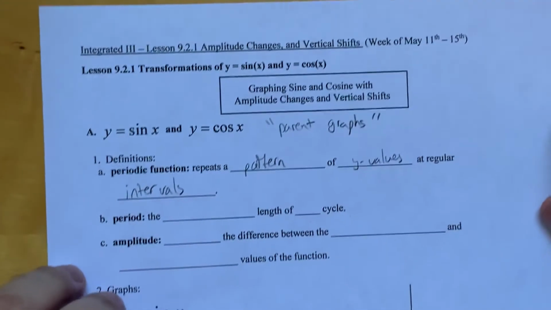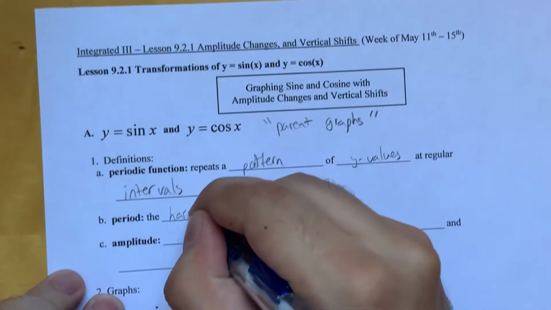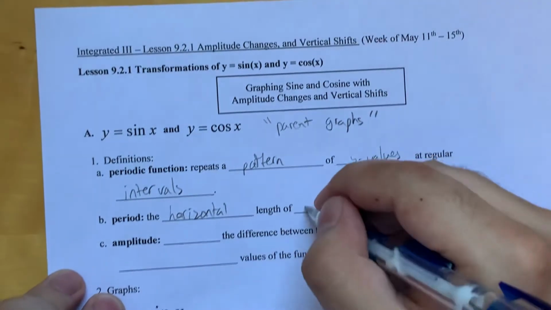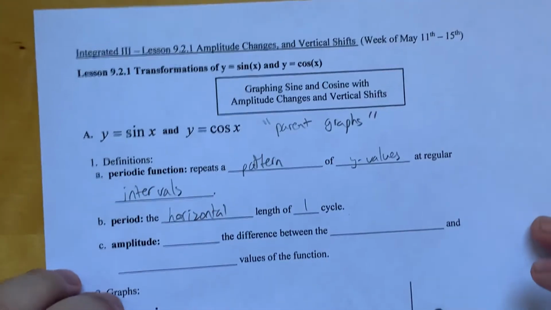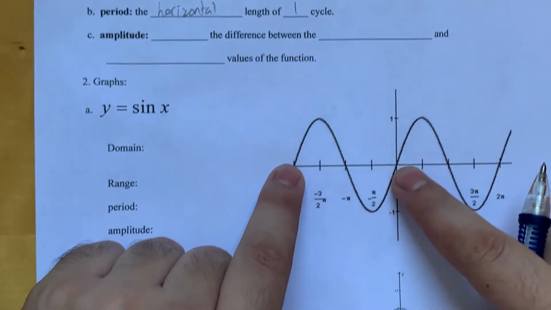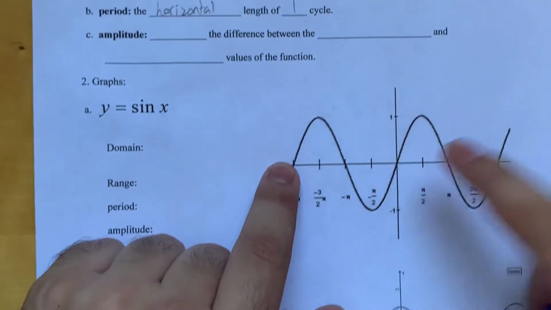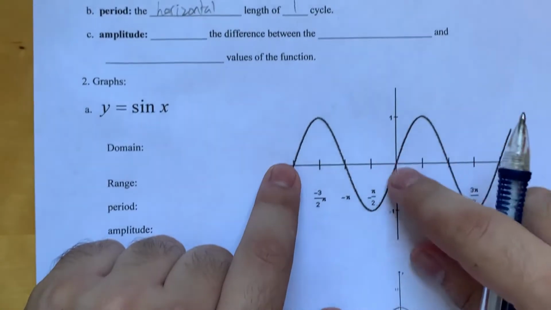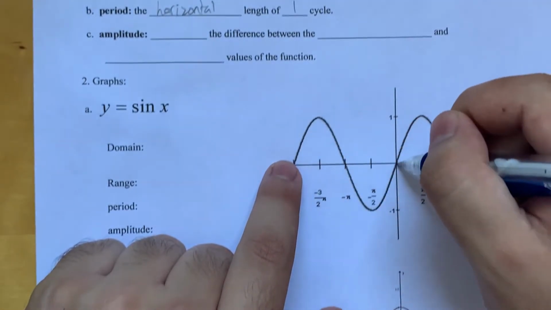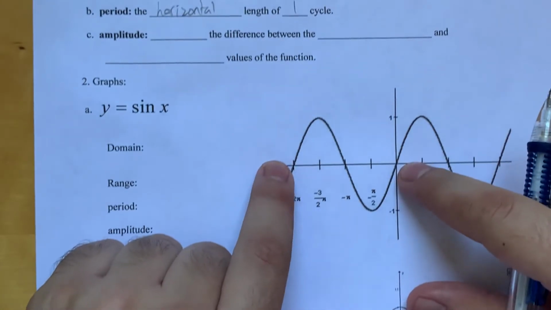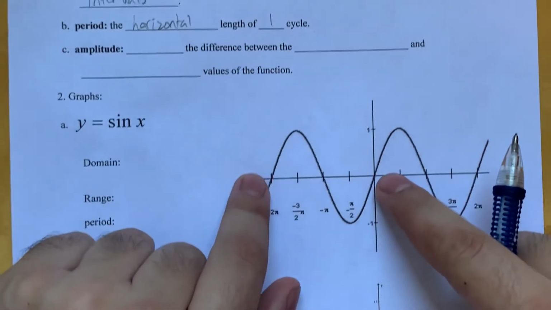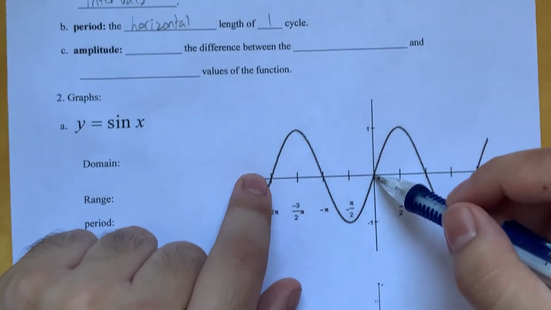Period: the horizontal length of one cycle. Remember, my fingers showed what one cycle was. This is a period. This is one cycle. It goes up and then down. It goes up through the x-axis and then back up through here. That's one period. And the most important part about a period is its length. It's usually going to be 2 pi in length.